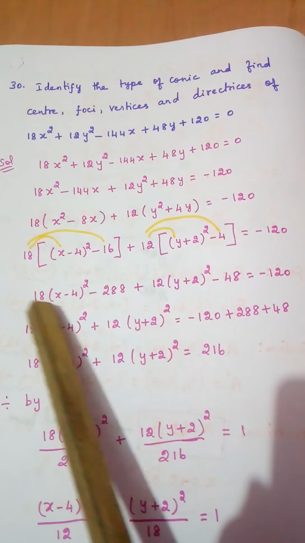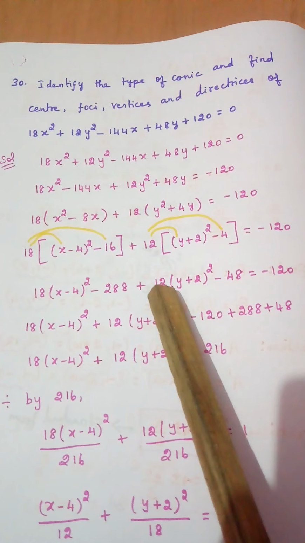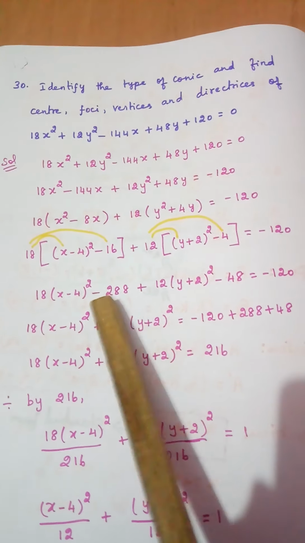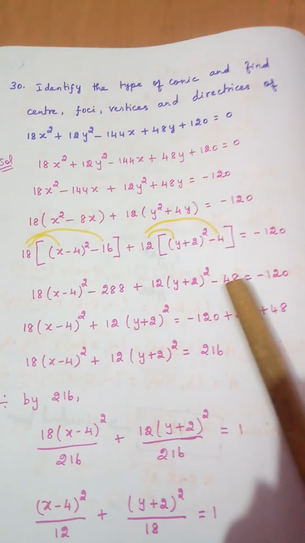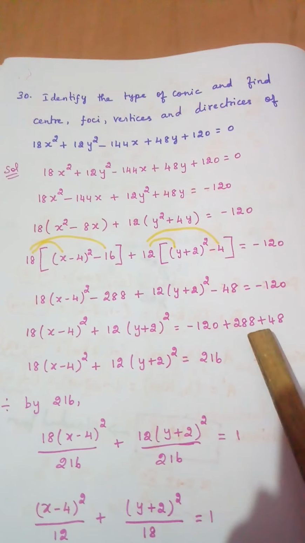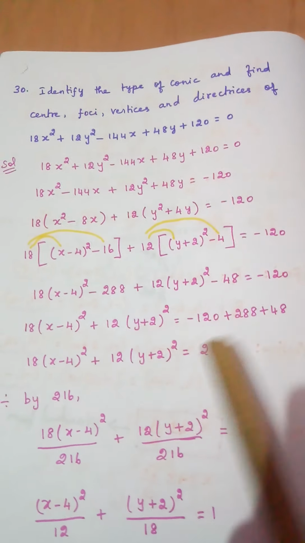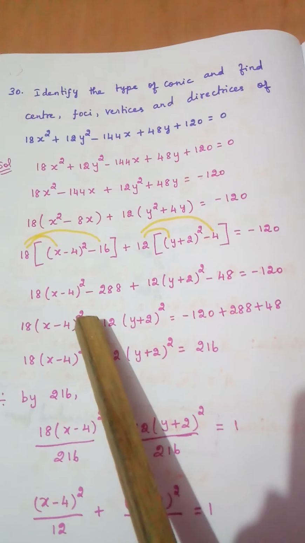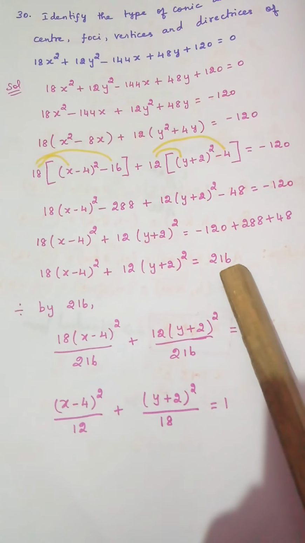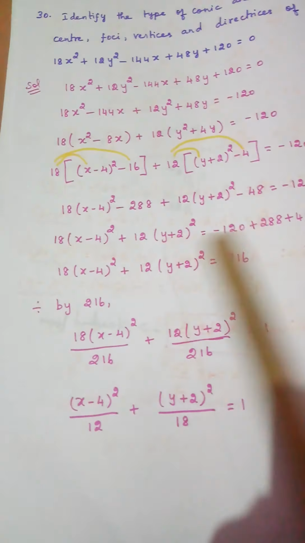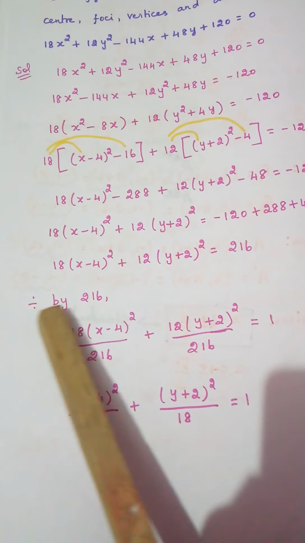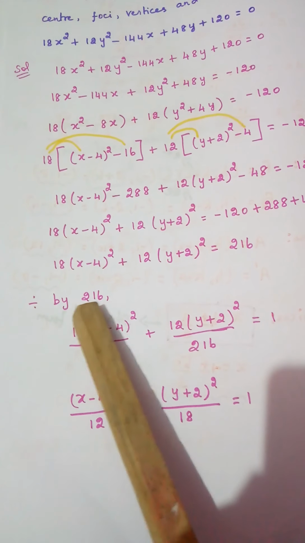Now this first term is written, and then I have written this 12 into y plus 2 whole square here. These two numbers, minus 288 and minus 48, are taken to the other side and the symbol is changed. Now simplifying all these three numbers, we get the answer as 216. This is written as it is. Now I am going to divide the entire equation by 216, that is what is present on the right hand side.